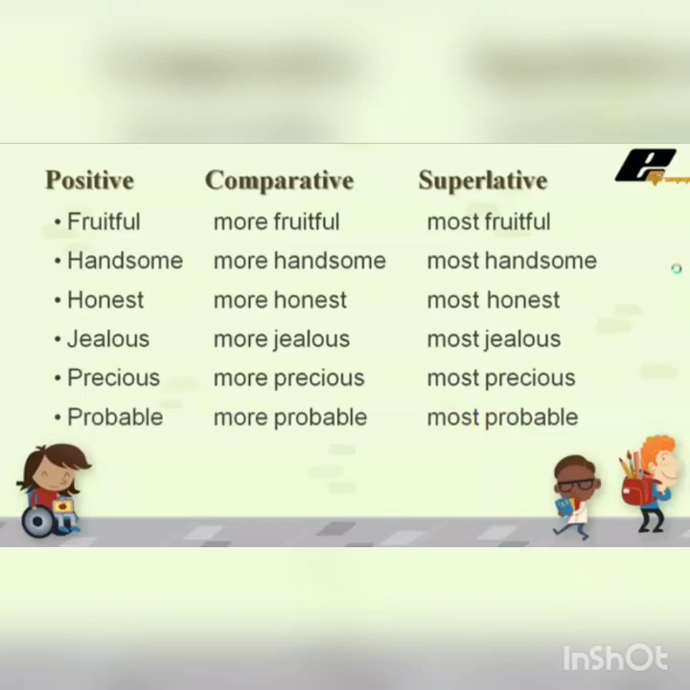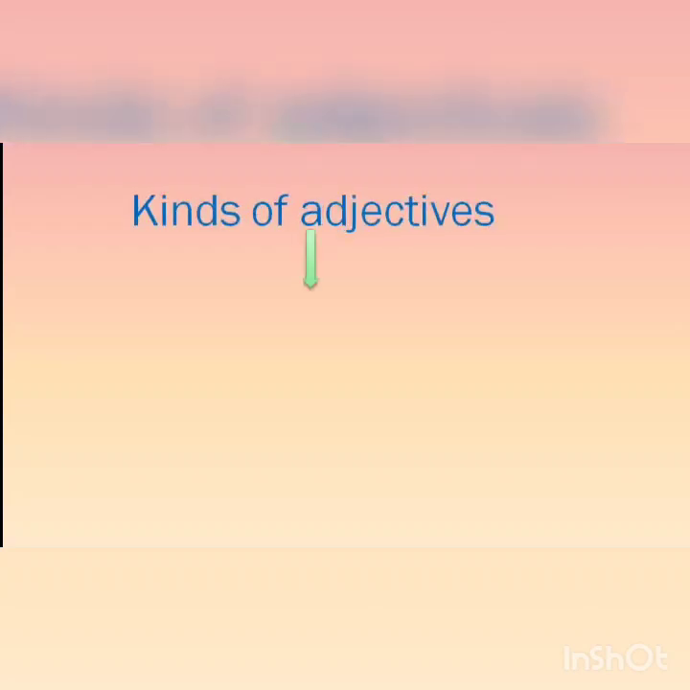Alright children, so this is what we had studied last session. Now we'll move ahead towards today's session. Children, there are over seven kinds of adjectives. Today we are going to study three. So here they are, kinds of adjectives.